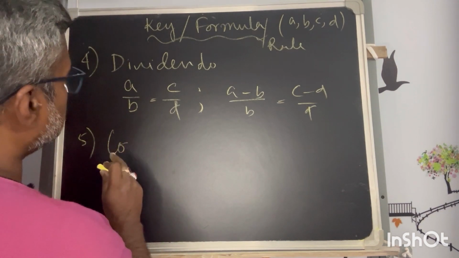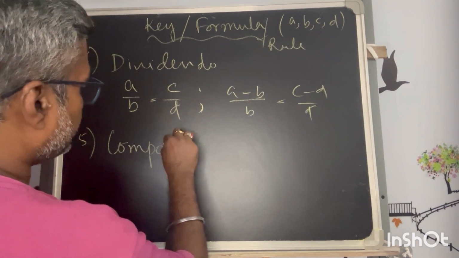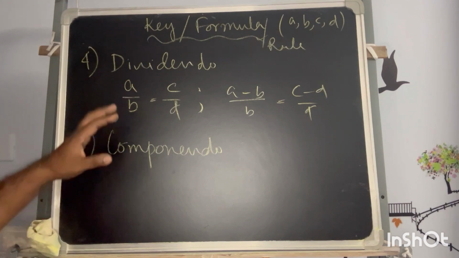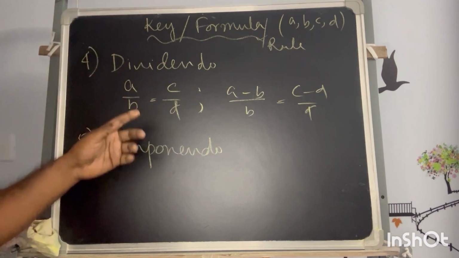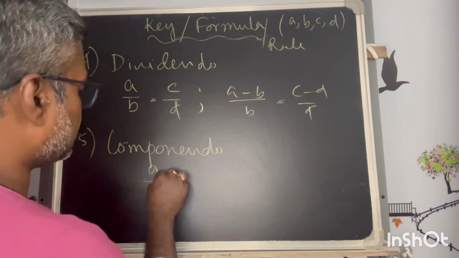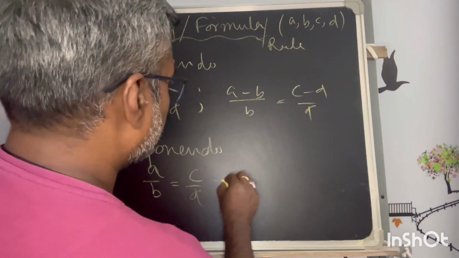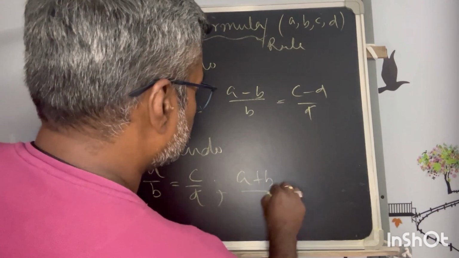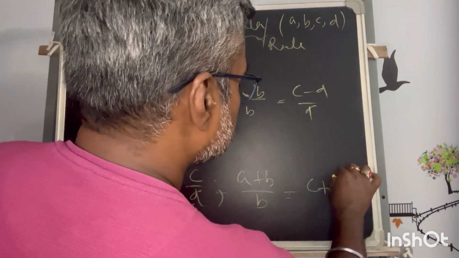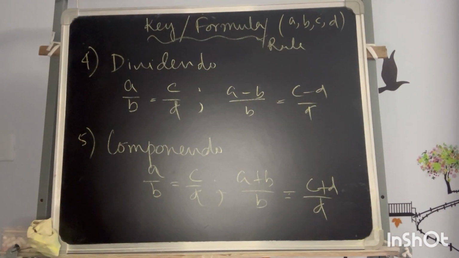The next kind is the, the name is componendo. The name is a bit difficult to remember, so I am just taking time to recall it. This is dividendo, this is componendo. Componendo is nothing but a similar kind, but the only thing is that instead of minus, it will be plus. This will be of a similar kind. Understand?